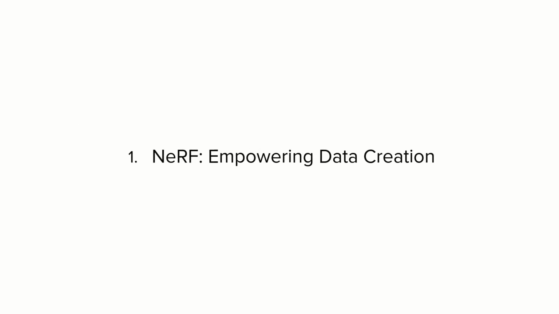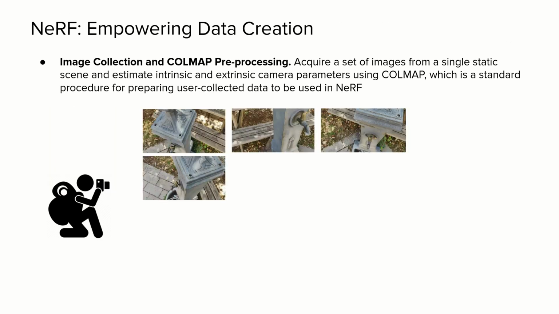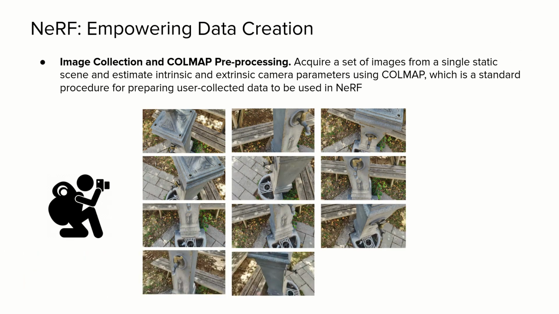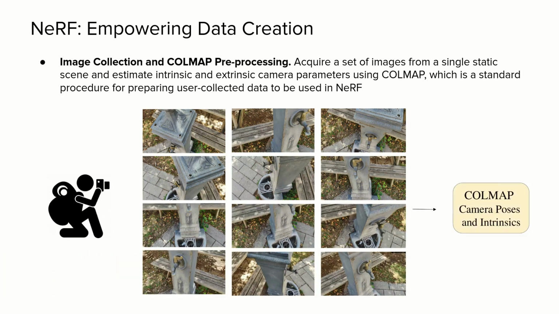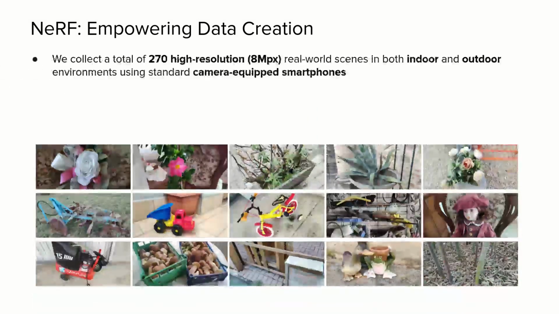In the next slides, we explore how to leverage NeRF to generate a potentially infinite number of stereo pairs. First, we take a picture of a static scene using a standard device like a mobile phone. Then, we employ COLMAP to compute camera poses and internal camera parameters. This preparation step ensures accurate and reliable processing of the data to be employed for training NeRF. To this aim, we conducted an extensive data collection process, capturing a total of 270 high-resolution scenes in both indoor and outdoor environments.